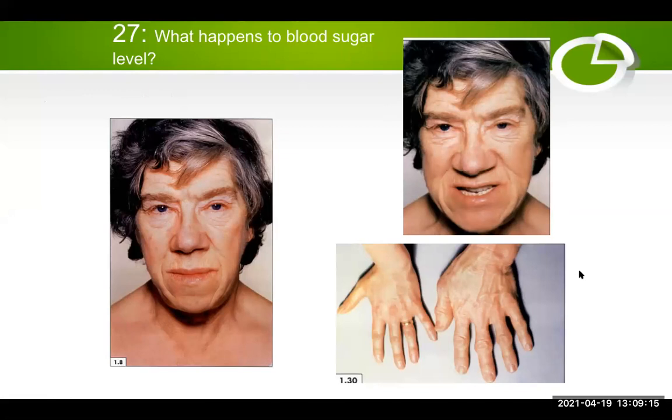Acromegaly, and sugar level will be increased because of growth hormone. Very good answer. Excellent answer he has given. He has given the reason as well. This looks like an acromegalic patient.